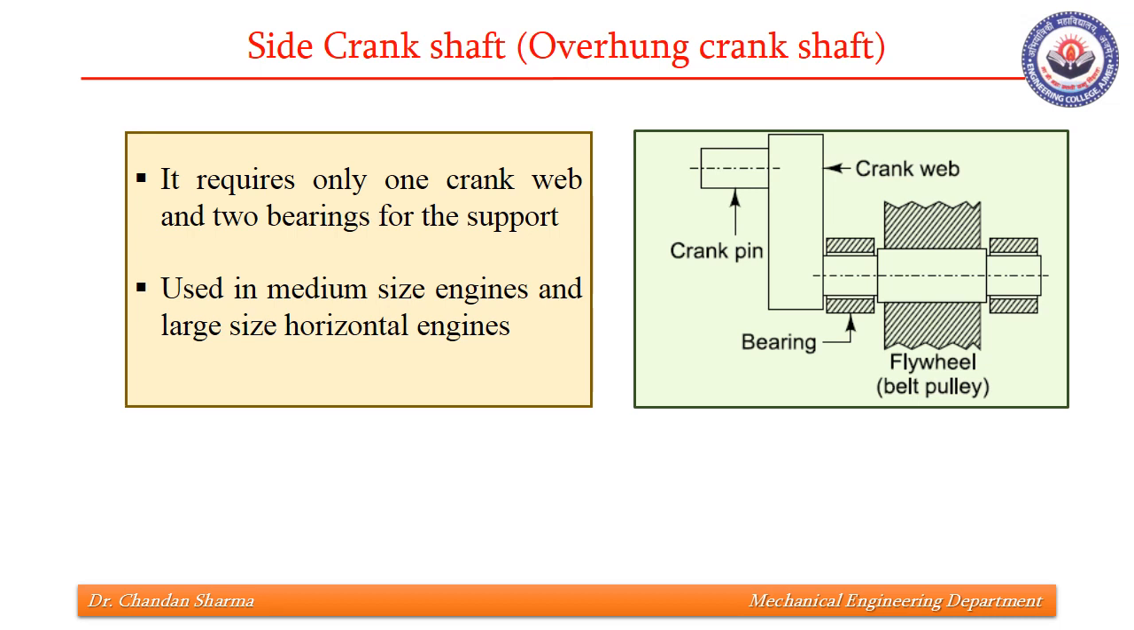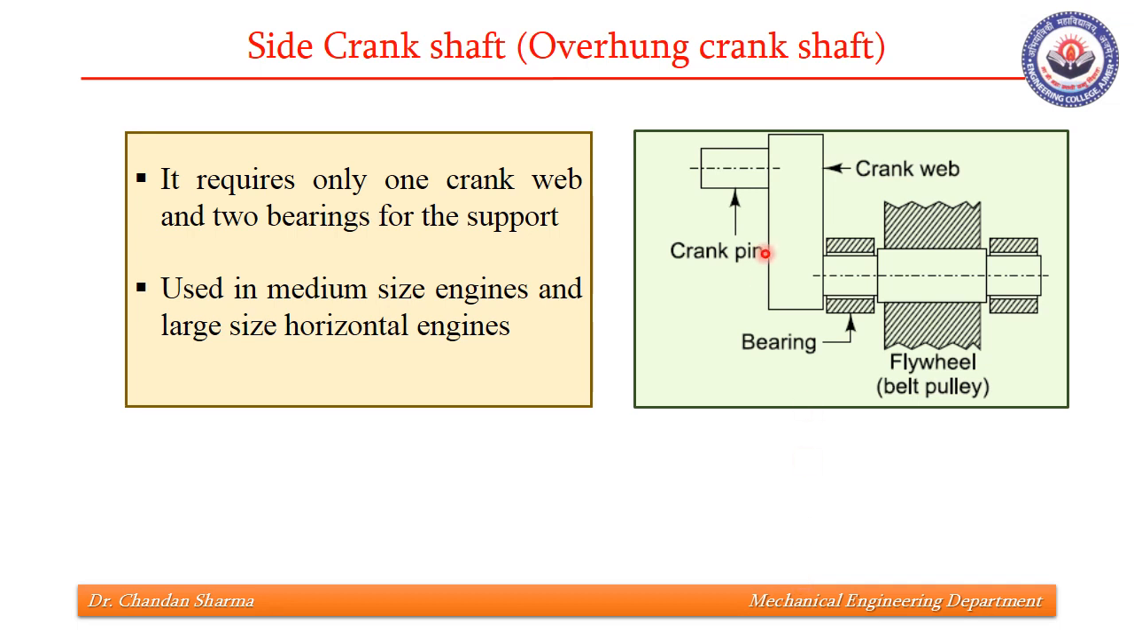We have seen in yesterday's presentation also that the difference between a center crankshaft and a side crankshaft is that in a side crankshaft there is only one crank web and there are only two bearings, whereas in a center crankshaft there are two crank webs and three bearings. So the complexity is a bit lower as compared to a center crankshaft. It is used in medium size engines and large size horizontal engines.